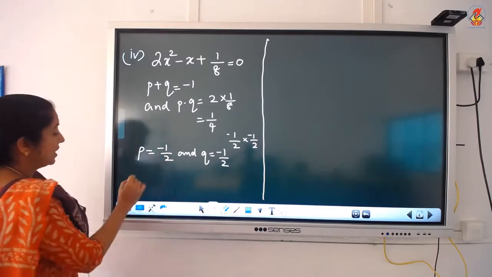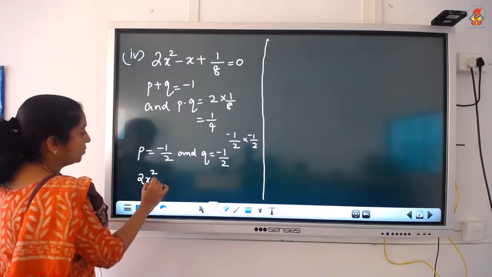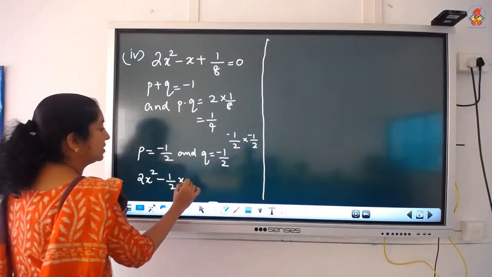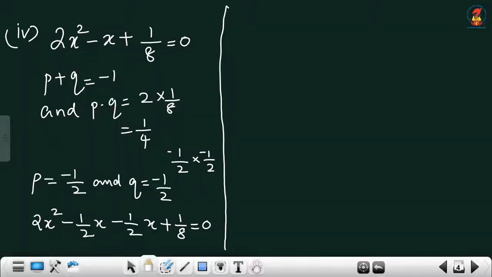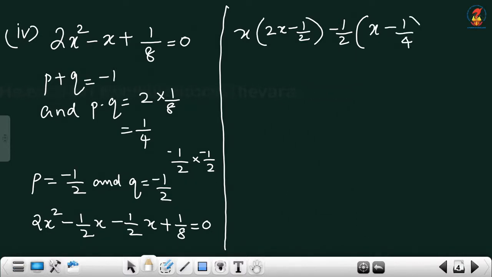So you can split this as 2x square minus 1 by 2x minus 1 by 2x plus 1 by 8 equal to 0. So you can take out x from this. So 2x minus 1 by 2. From these two you can take out minus 1 by 2. So it will be x minus 1 by 4 equal to 0.